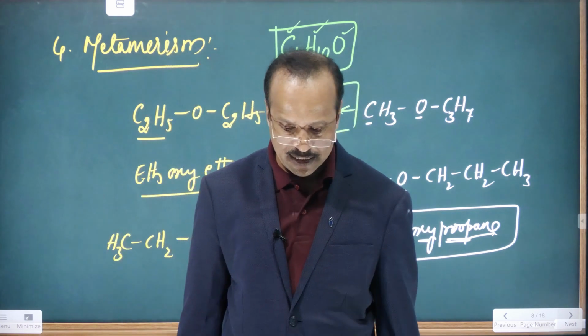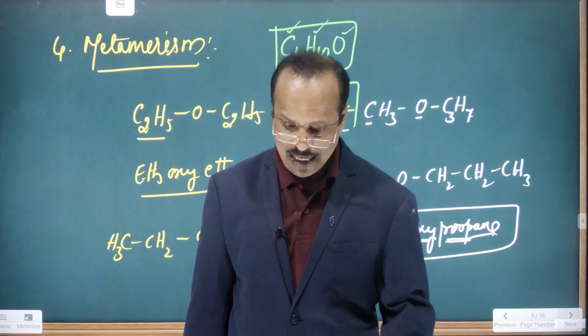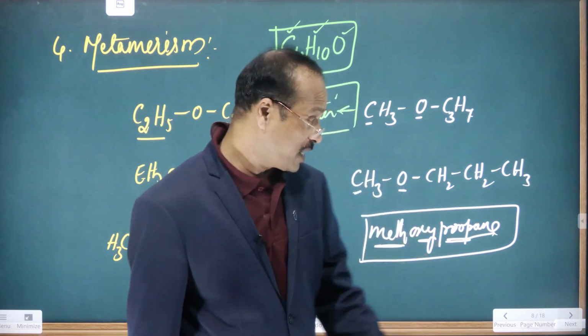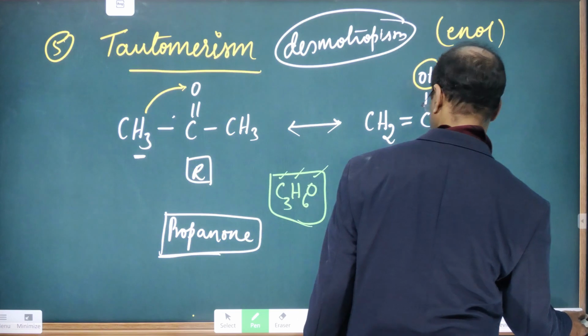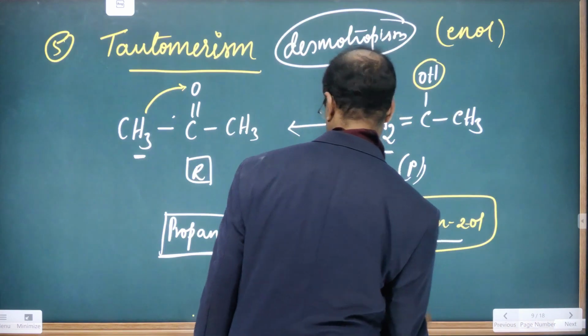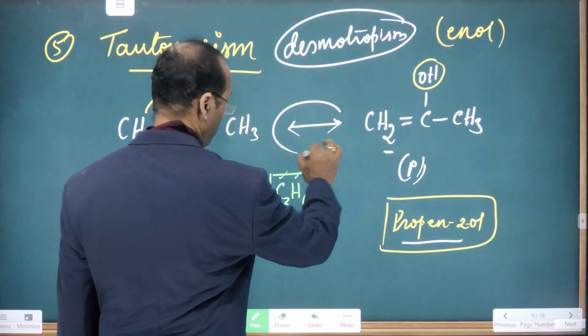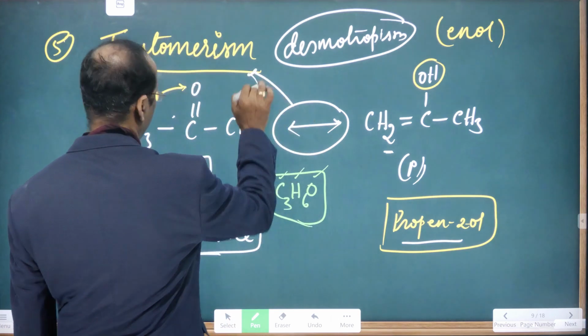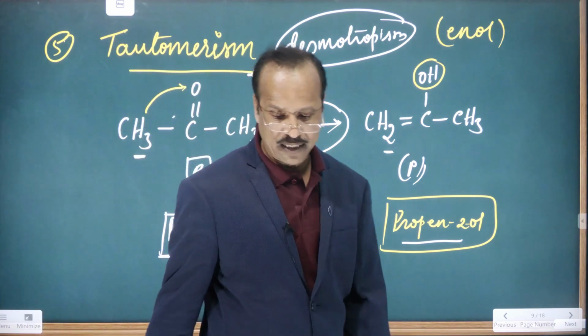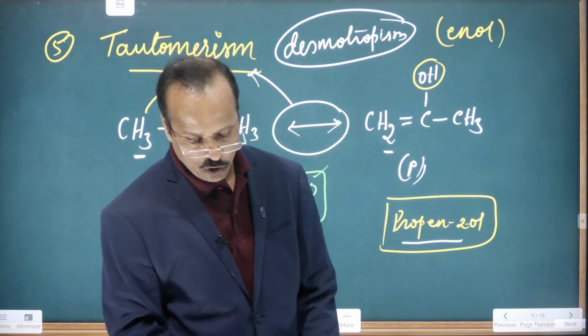And the last one. See, the type of isomerism in which a substance exists in 2 forms in dynamic equilibrium. Just now I told you about dynamic equilibrium. Okay, this is called dynamic equilibrium, right? So this is what? Tautomerism. So the option is 1. So like this.